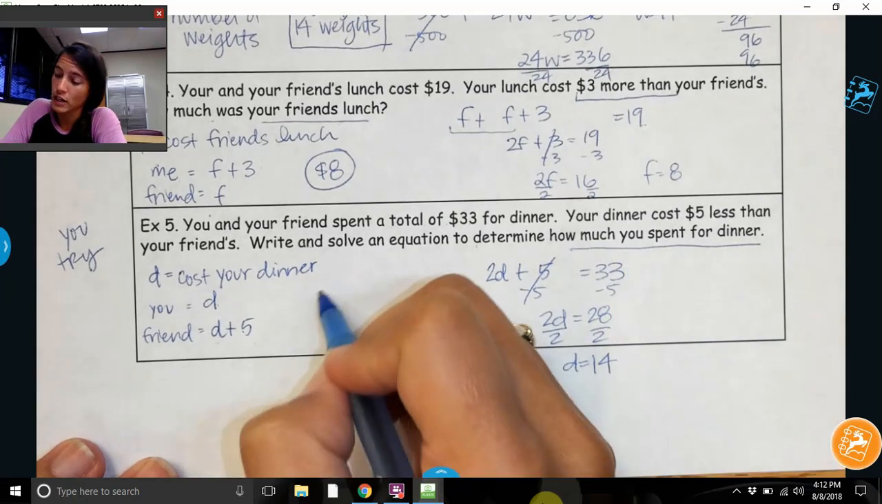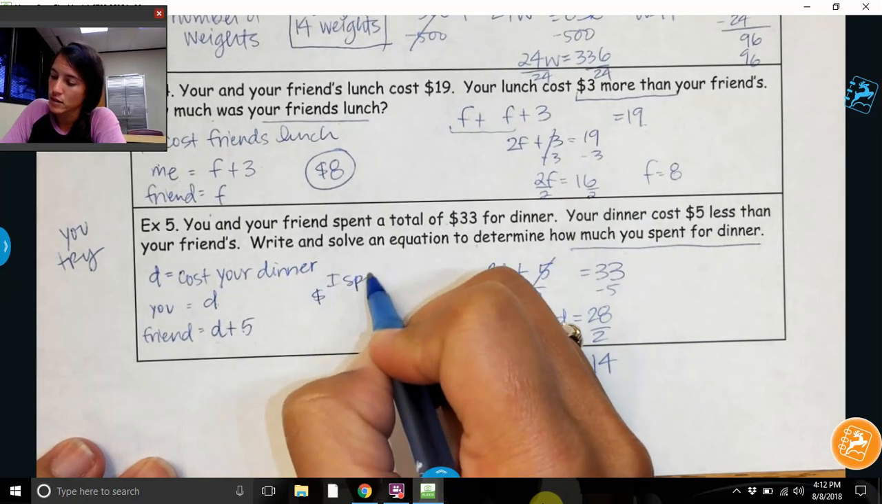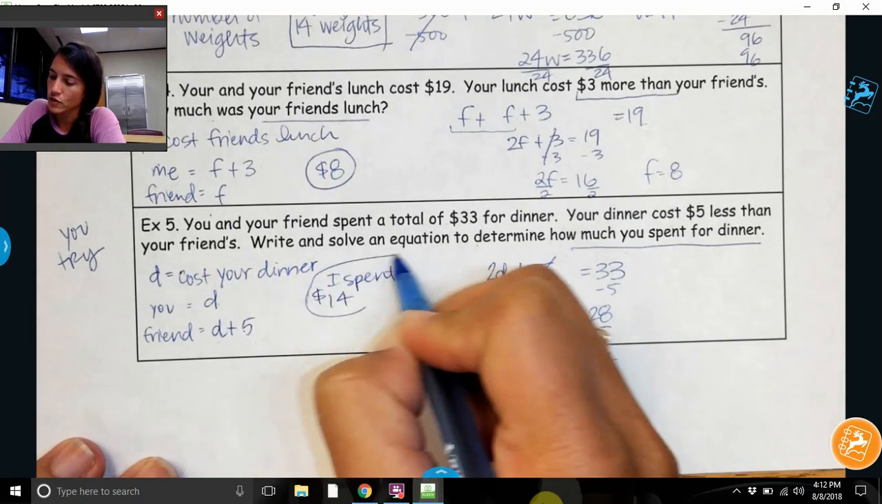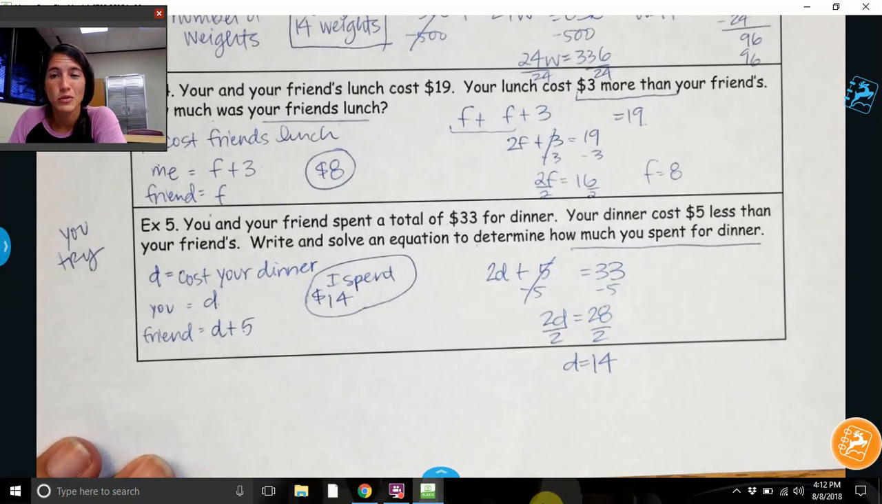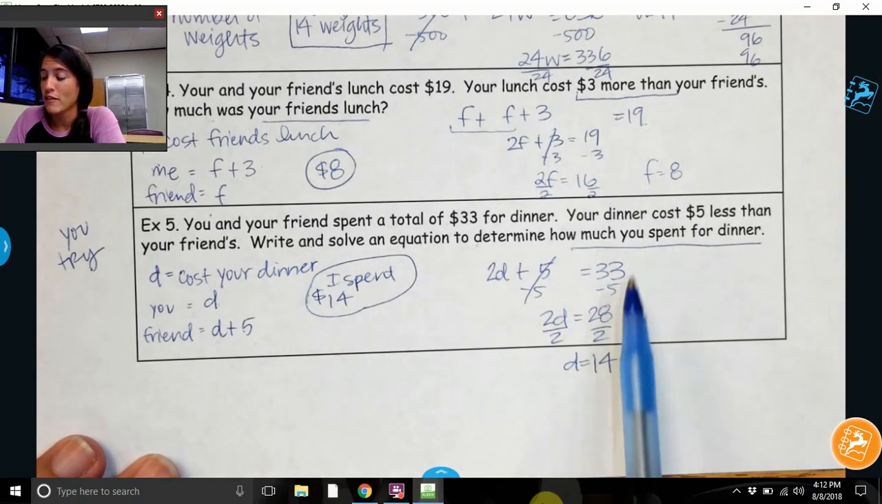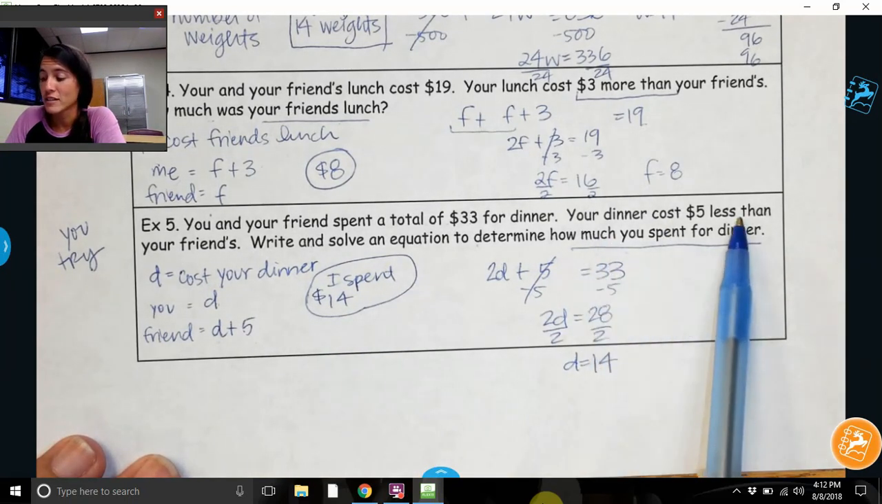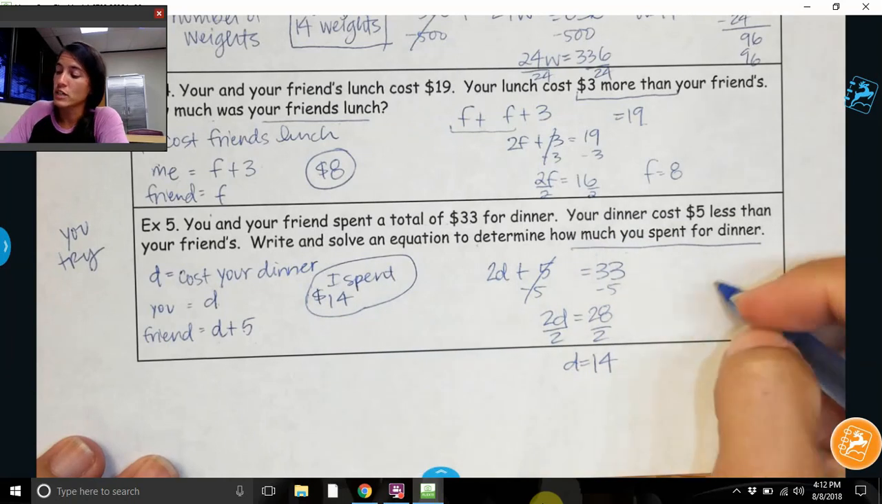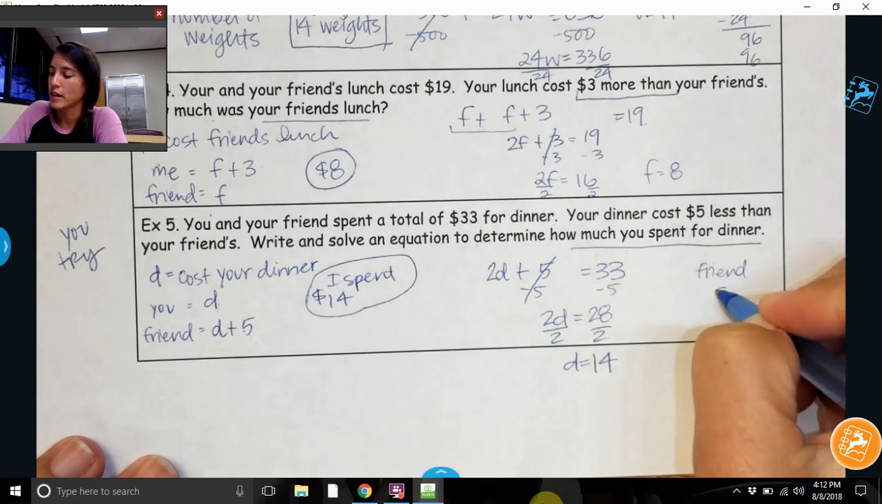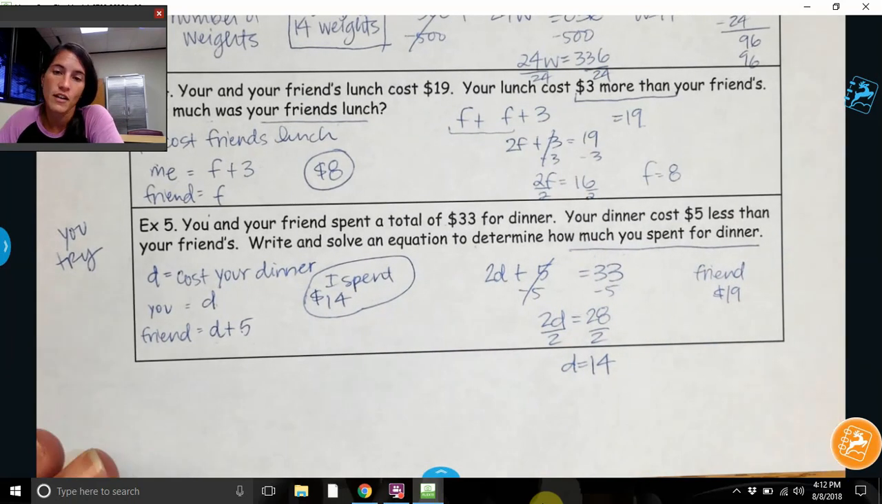How much did you spend for dinner? I spent $14 for dinner. And if I want to double check, my friend spent 5 more, I spent 5 less. So if I spent 14, my friend spent 19. And if you add those together, you get $33.